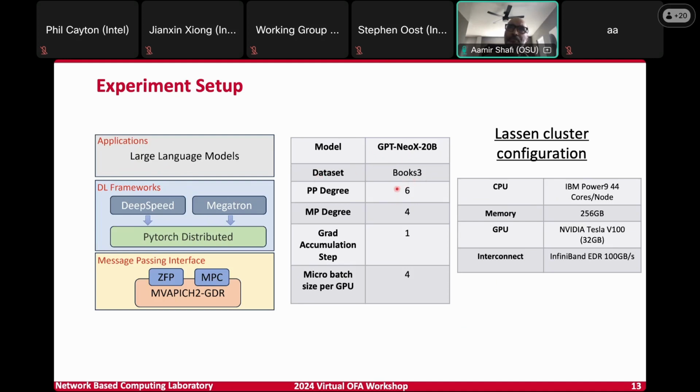The dataset is Books3, the pipeline parallelism degree is 6, and the model parallelism degree is 4. The gradient accumulation step is 1, which means that at every iteration we are doing all-reduce, and the micro batch size per GPU is essentially 8. And this is done on the Lassen cluster, which is a Power9 system equipped with Tesla V100 GPUs.